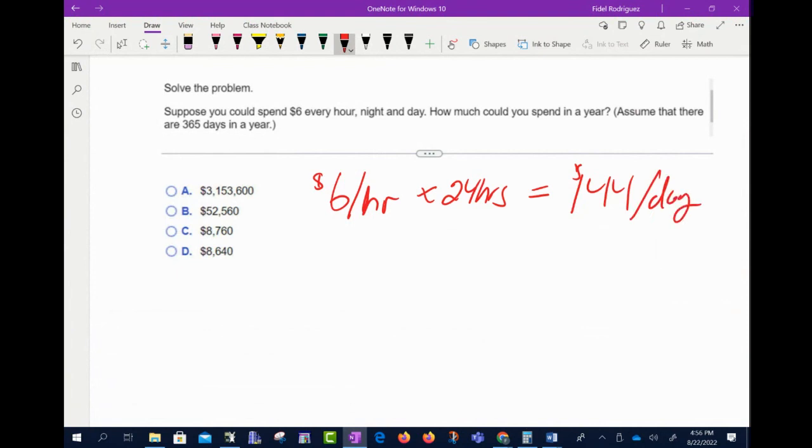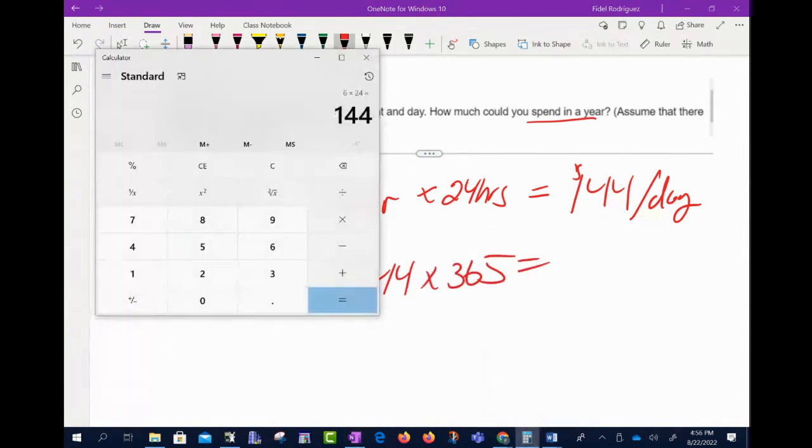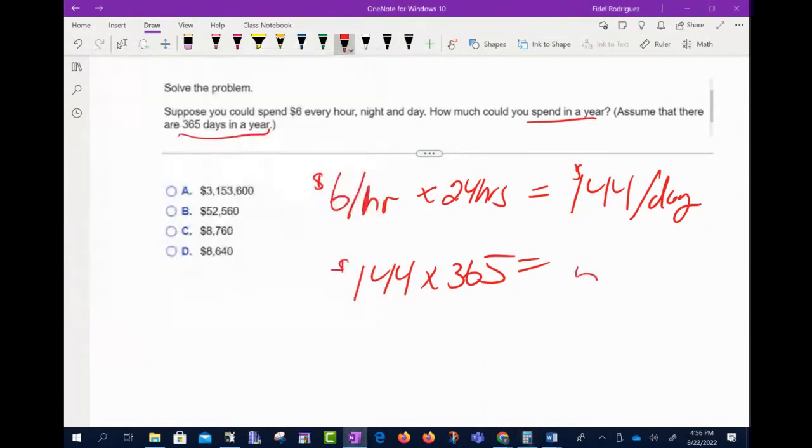Now, if I'm spending $144 in a day, it says how much can we spend in a year? And it says there's 365 in a year. So we're going to go 144 times 365 is 52,560. That is my choice B right there. Okay.